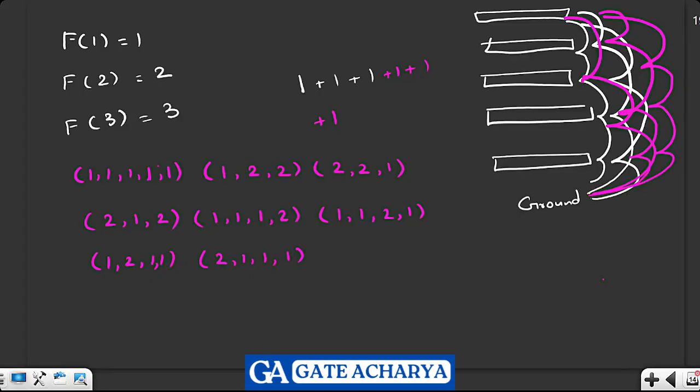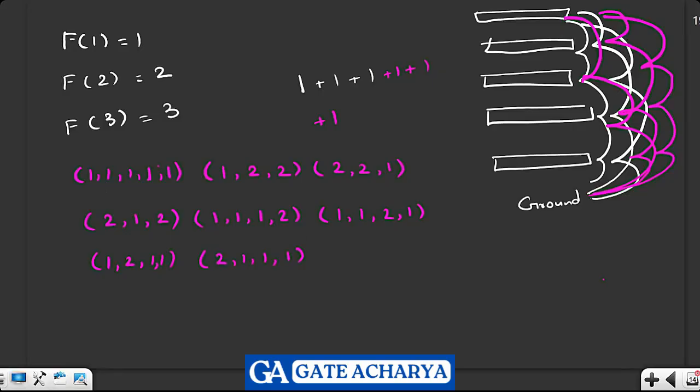Is there any other way? Two, two, one we already discussed. One, one, one is already discussed. Every case is done, and this is pretty much all the cases. Yeah, all the cases are over. So total, how many cases are there? Count it: 1, 2, 3, 4, 5, 6, 7, 8. 8 cases.